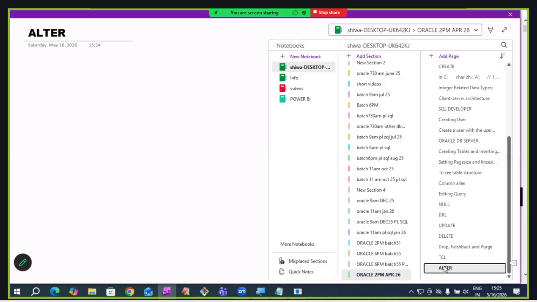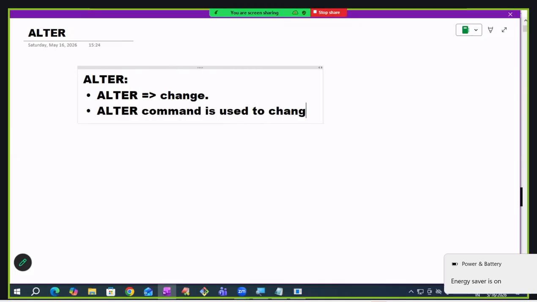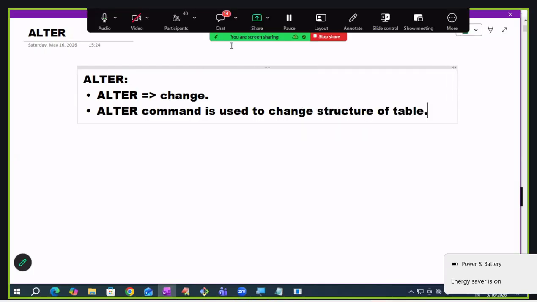Next, the alter command we are discussing. Pay attention, listen carefully. You already know the general meaning of alter is change. Because we are discussing tables, database objects related to tables only, I'm talking now. This alter command is used to change the structure of a table. To change the table structure, we use it.